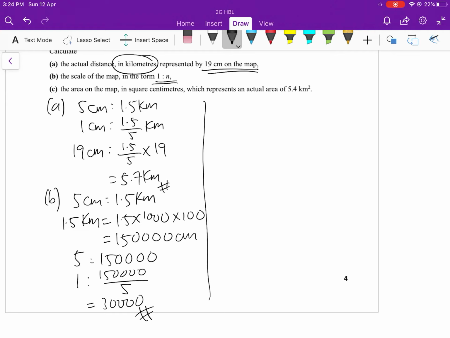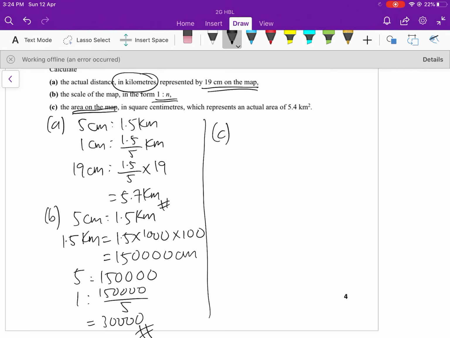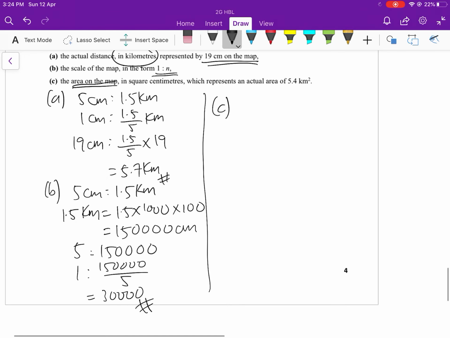Now let's take a look at part C. Calculate the area on the map in square centimeter. Now we are looking at area and we are looking about the area on the map in square centimeter, which represent an actual area. This is actual area of 5.4 km square. So to calculate area, we need area scale. So I will square. So I am given this length scale at the start. So I don't need to change. I can use this. Then I square this. It will give me my area scale.